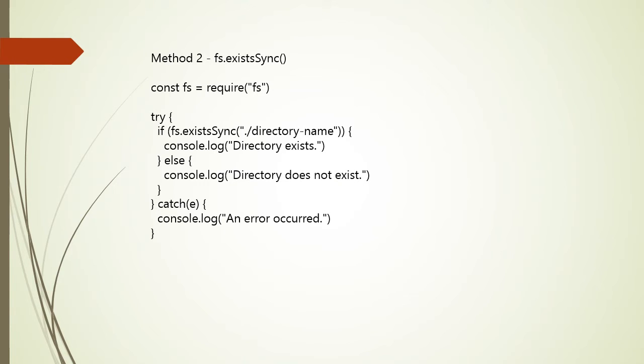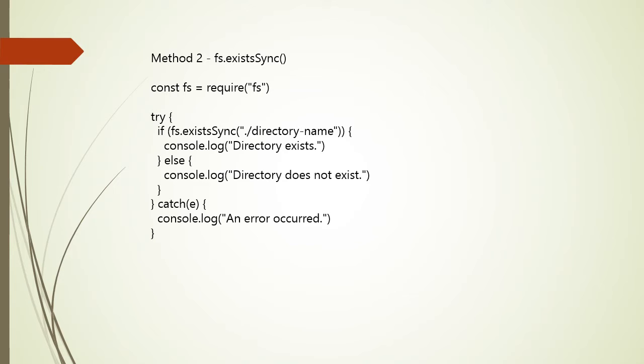The second method is by using fs.existsSync. As the name suggests, the fs.existsSync function tests whether or not a given path exists in the file system. The synchronous function takes a file system path as its sole parameter.